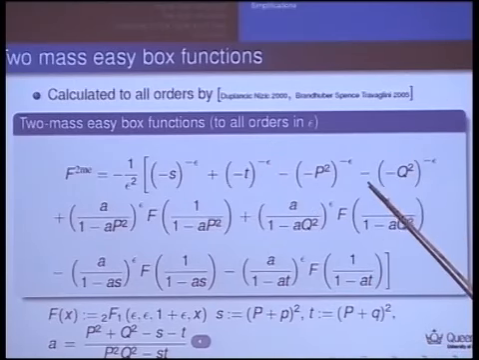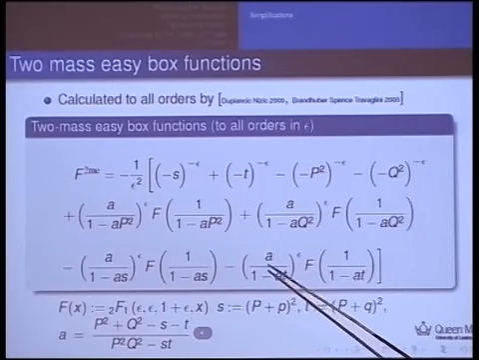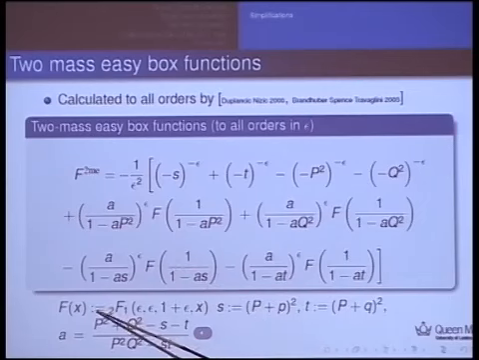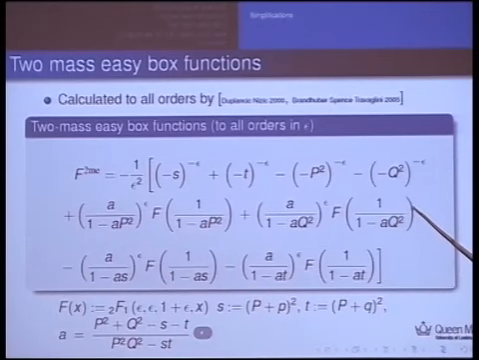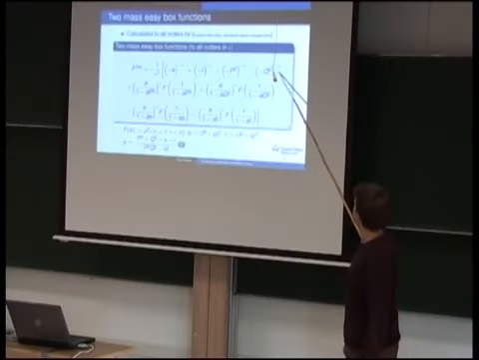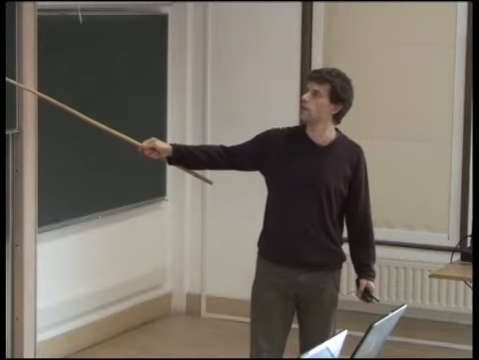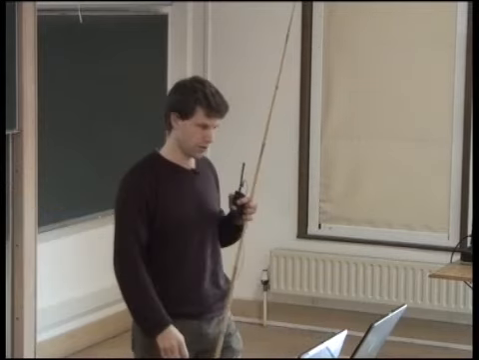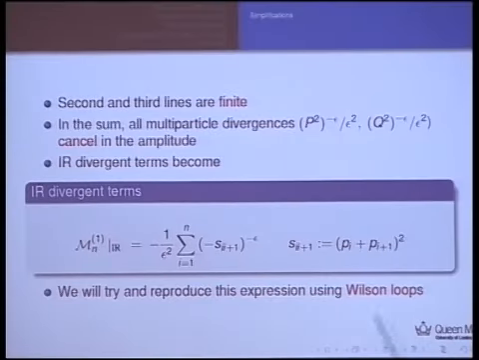So we have these kinematic invariants, big P squared, big Q squared, s and t, related like this. This f function here is a hypergeometric function depending on epsilon, and a is related to kinematic invariants. This is an all-order expression, all orders in epsilon. The top line gives you the infrared divergences. The second two lines are in fact finite, so one could take epsilon to 0. That's what it says there. The second and third lines are finite.